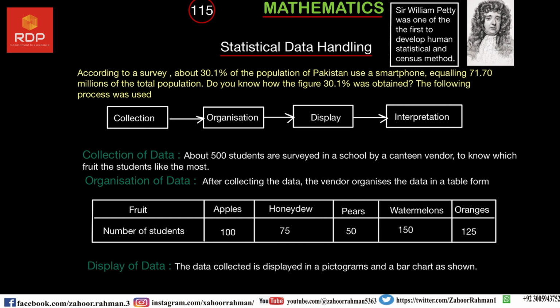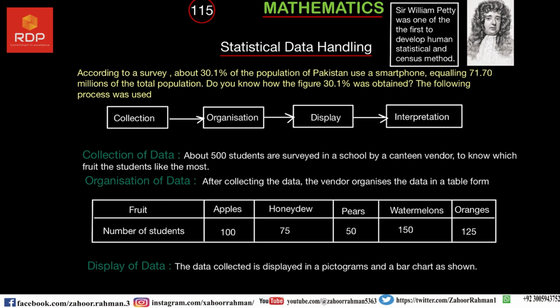Let me give you a practical example. A school canteen vendor is asked to sell fruits to the students. The vendor would like to know which fruit the students like most. So, in this regard, he first collected the data. About 500 students are surveyed in a school by the canteen vendor to know which fruit the students like the most.